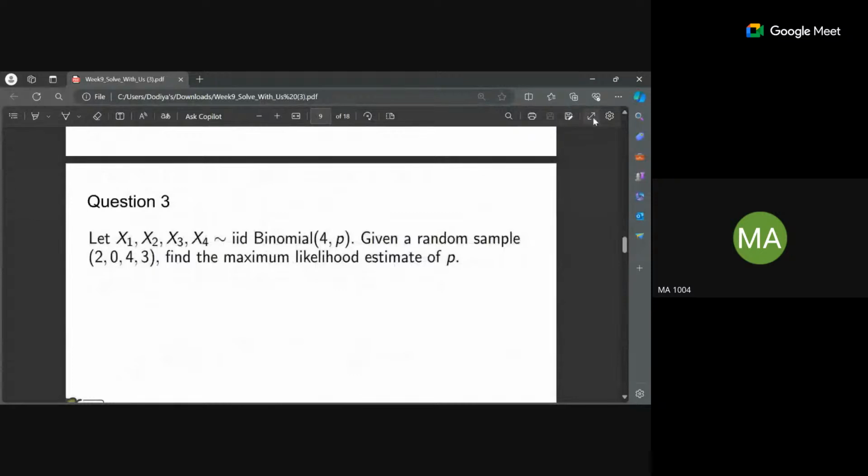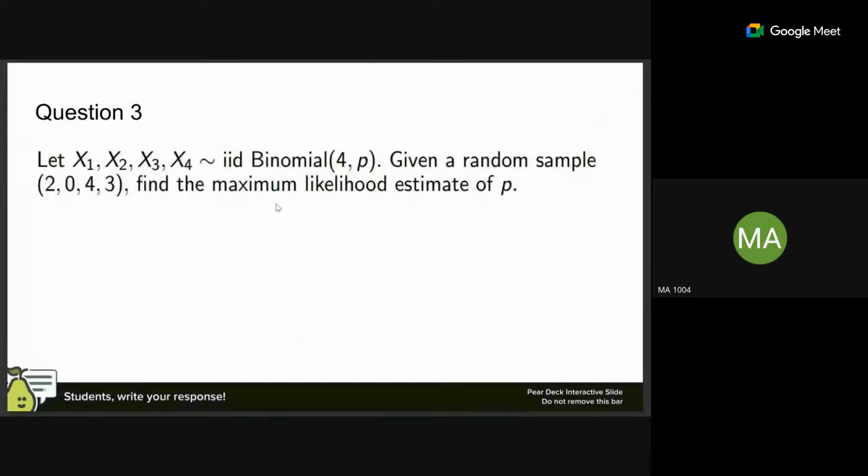So then question number 3. It says that x1, x2, x3, x4 are IID binomial samples. The value of n is 4 and p is unknown. Given a random sample, find the maximum likelihood estimate of p. So from this question, can you just tell me what your parameter is here? P, ma'am.